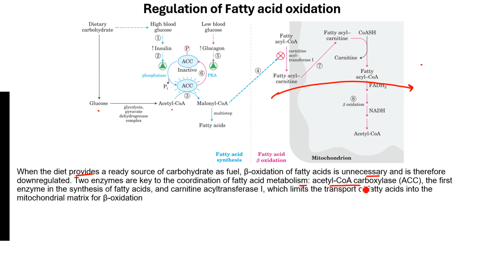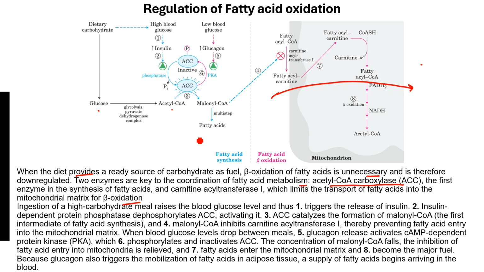Two enzymes are key to the coordination of fatty acid metabolism. One is acetyl CoA carboxylase. What is acetyl CoA carboxylase? This is the first enzyme in the synthesis of fatty acid. And the other is carnitine acyl transferase 1, which limits the transport of fatty acids. If this carnitine acyl transferase 1 enzyme is inhibited, what will happen? It will limit the transport of fatty acids into the mitochondrial matrix for beta oxidation, and so the pathway can be inhibited. Okay, is it clear?